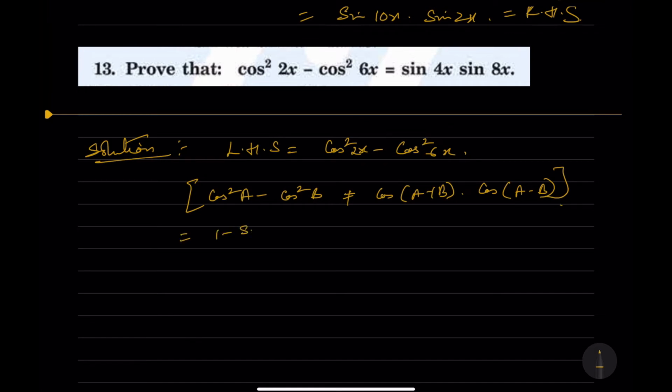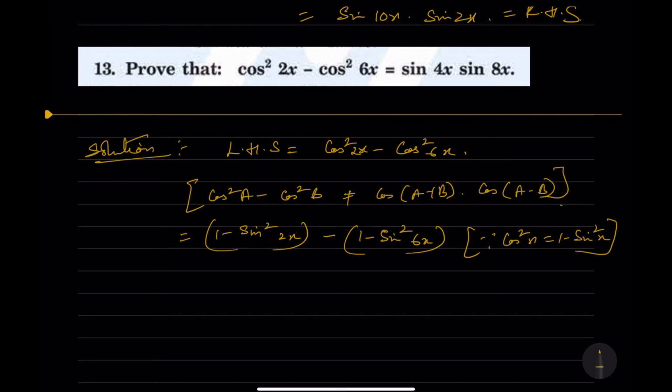We can write cos square a as 1 minus sin square a, minus (1 minus sin square b). So in that way we have to write it and then expand it, getting sin square b minus sin square a. So therefore you can use that formula over there.